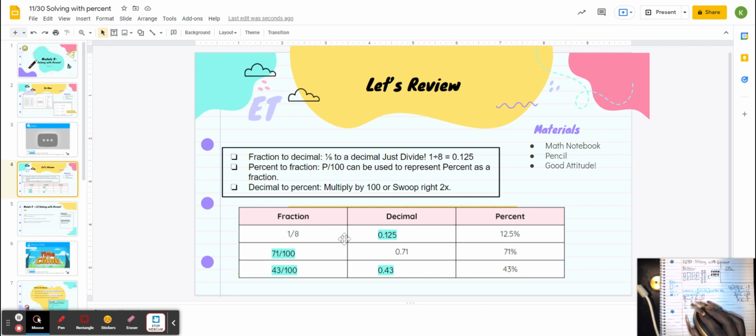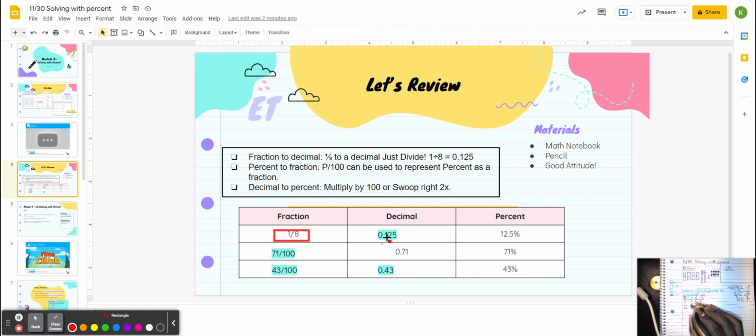So here we were given the fraction 1/8. Of course, in order to go from a fraction to a decimal, we simply just divide the top by the bottom. So of course, 1 divided by 8 is going to be, I'm sorry, 0.125 as a decimal.